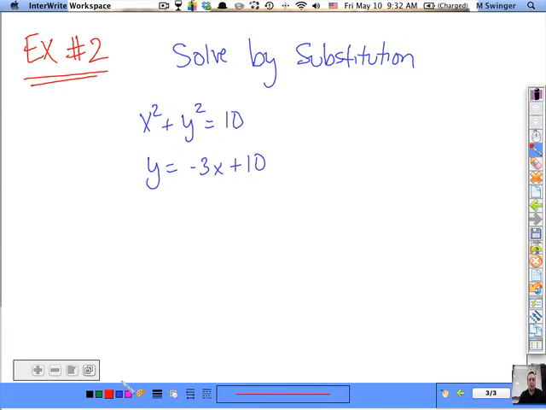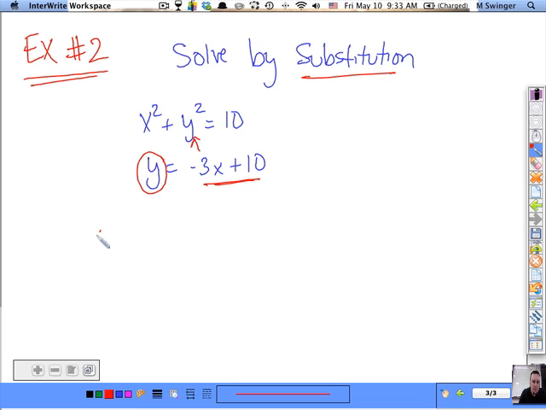Example number 2, instead of using the calculator, we're going to use our hand, our minds. So we're going to solve by substitution, and you guys should remember substitution from before. If you have one equation solved for a variable, you substitute it in the other one. So look at this one. This equation right here, it's already solved for y. So if I know y equals all this, I can substitute all this in for y up here. Okay, if y is equal to this, substitute this in for y.